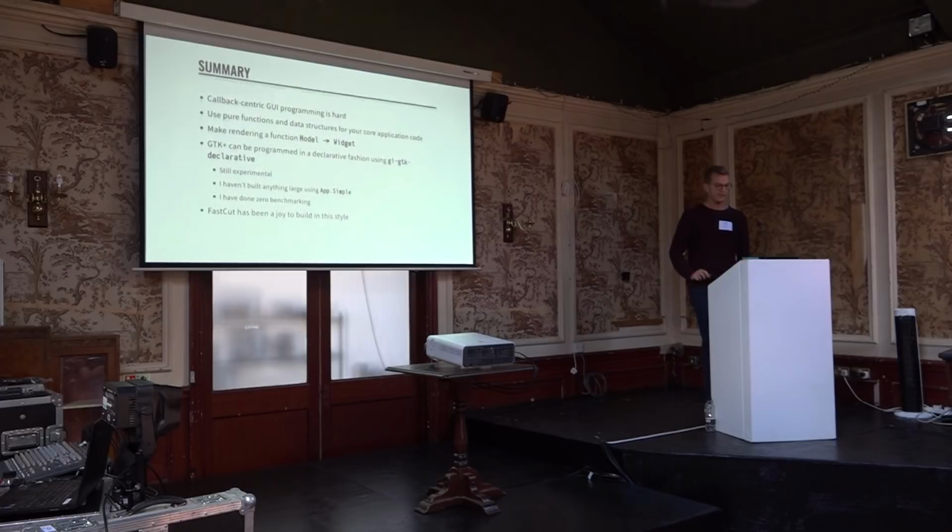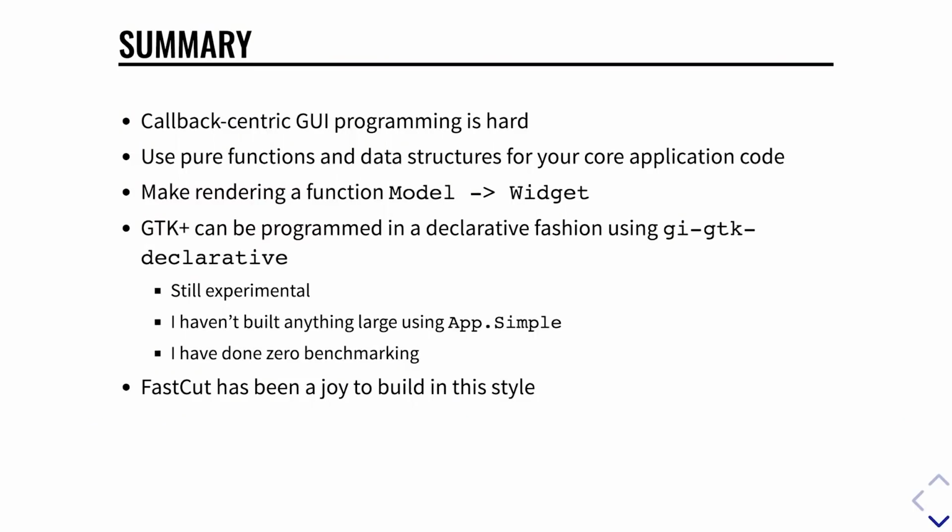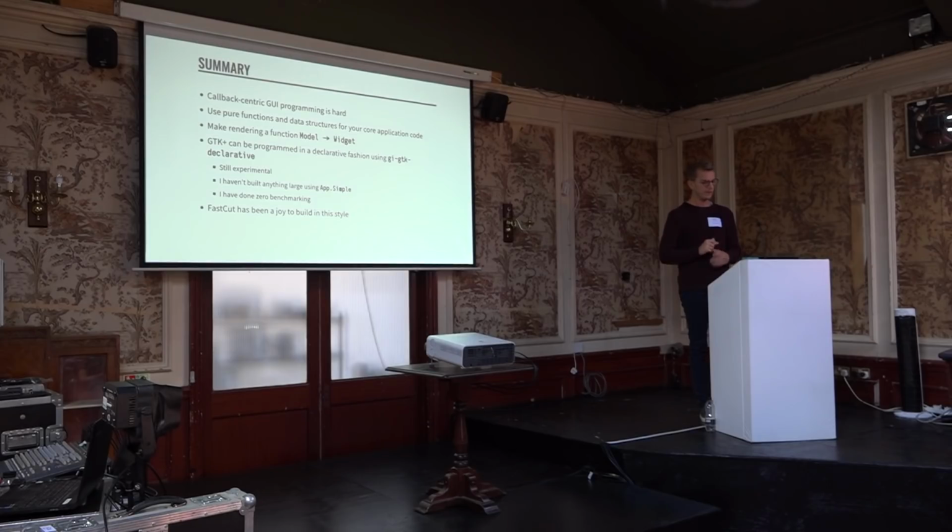And to summarize all of this, I think that callback-centric programming of GUIs is really hard, and I'd rather have pure functions and data structures and make rendering just a function from your data structures or your model to widgets. And you can do this with GTK using this library, but you should know that it's very experimental. I haven't really built anything large with this app simple thing, and I have done zero benchmarking, so it might be horrible. But given this, I can say that FASTCUT has been really, really nice to build in this style, and I encourage you to check these things out.